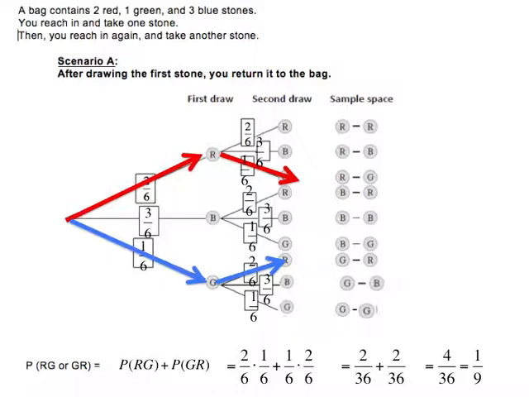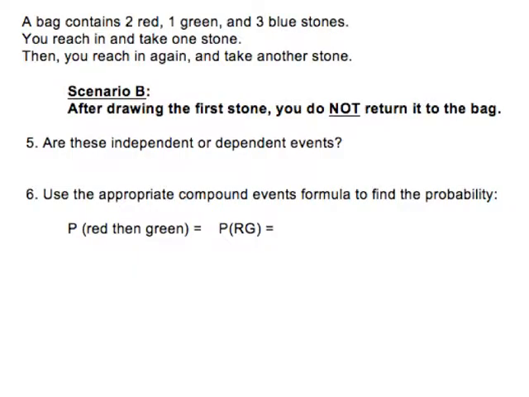And now let's look at scenario B. In scenario B, we have a stone you've drawn, and now you have the same bag, but you do not return it to the bag. So let's see what happens. These events are dependent because when you draw from the bag the second time, it is not replaced. So the bag contents have changed, and what you started with is different than what you have on the second draw. There's 1 less stone in there.